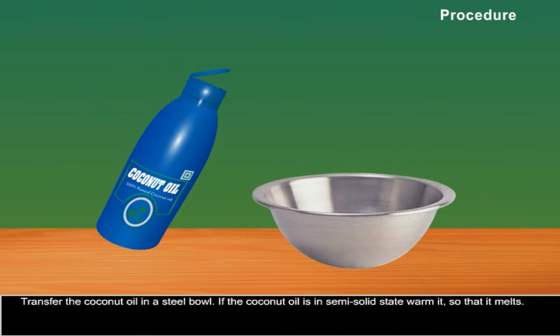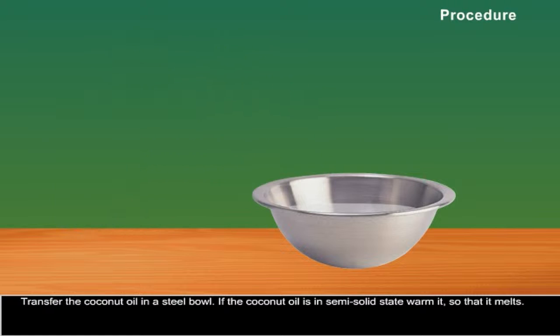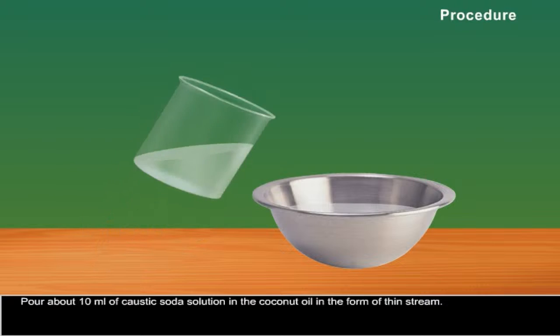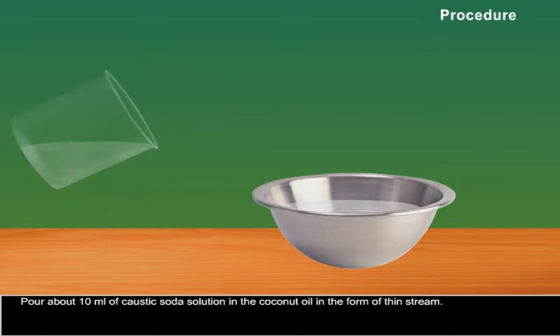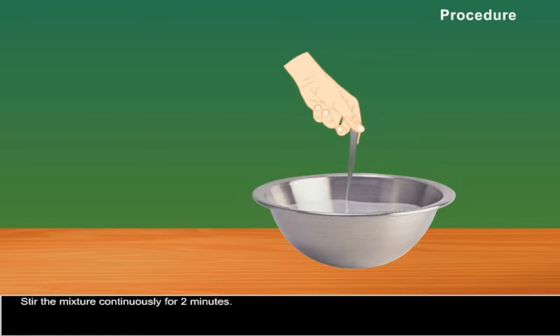Transfer the coconut oil into a steel bowl. If the coconut oil is in a semi-solid state, warm it so that it melts. Pour about 10 milliliters of caustic soda solution into the coconut oil in the form of a thin stream. Stir the mixture continuously for 2 minutes.